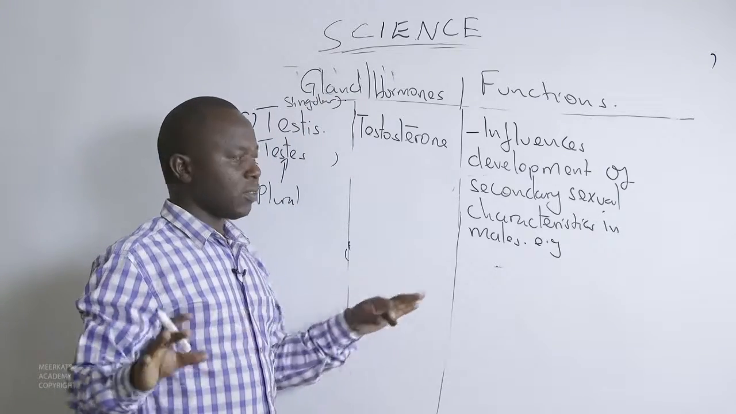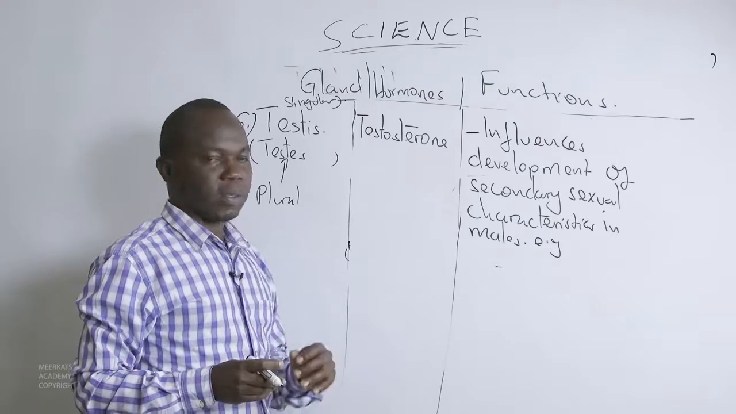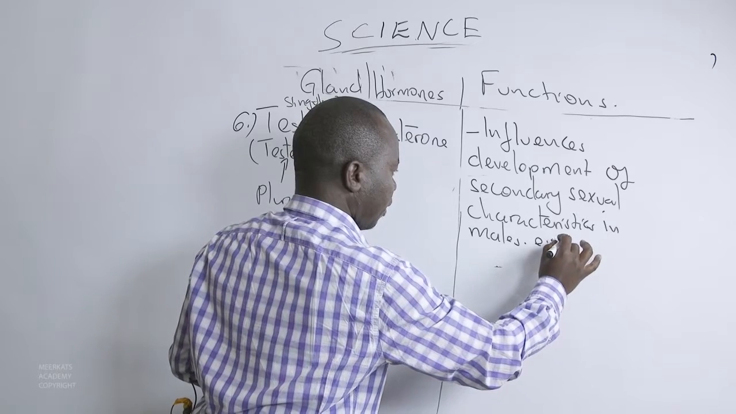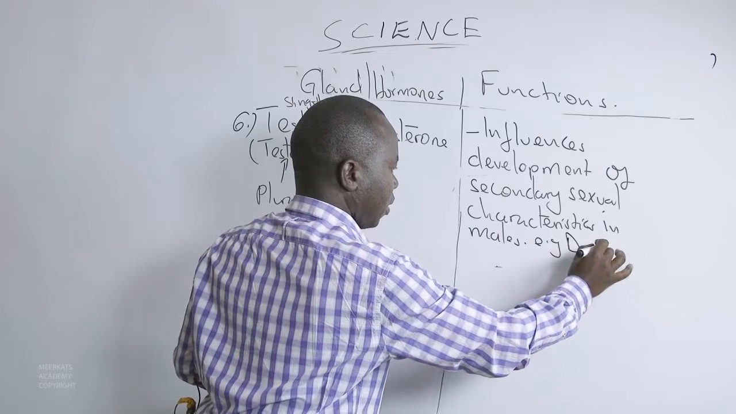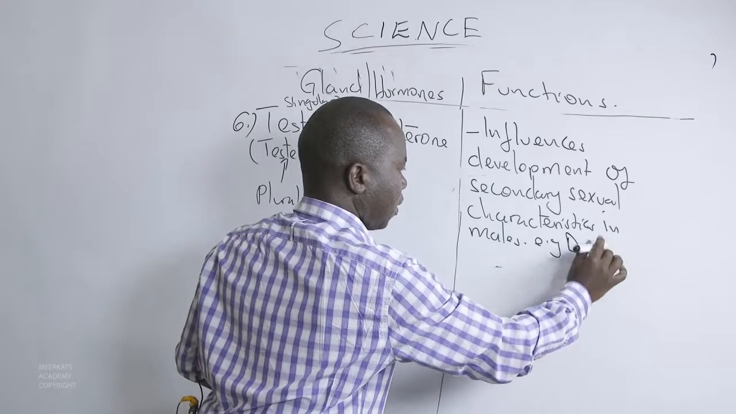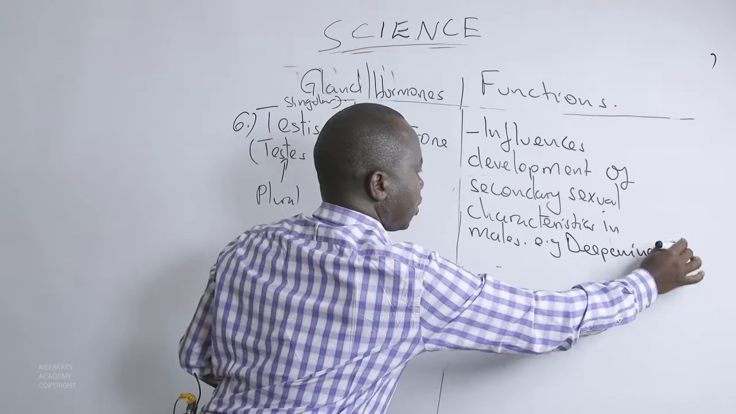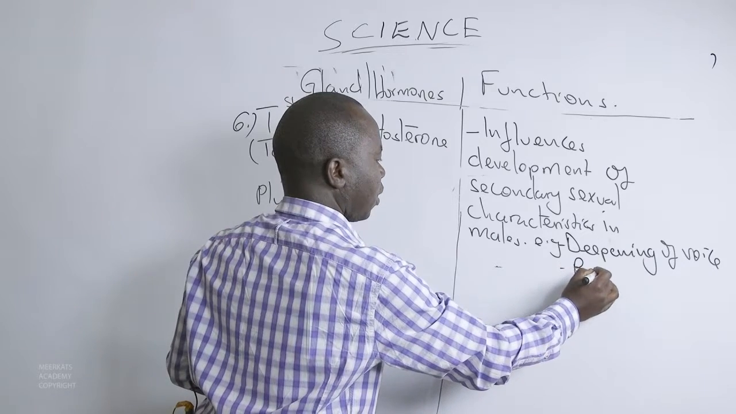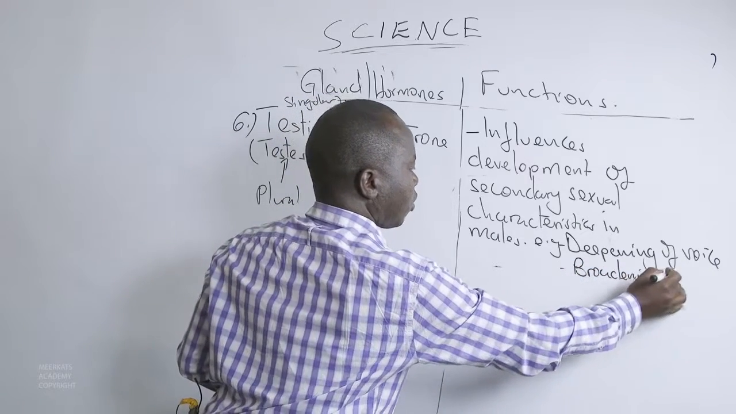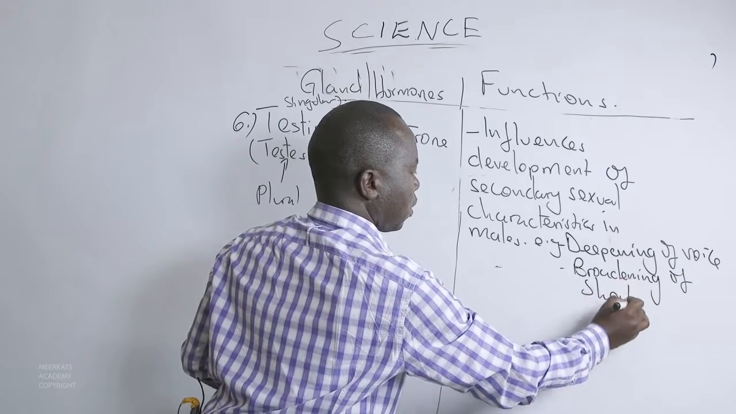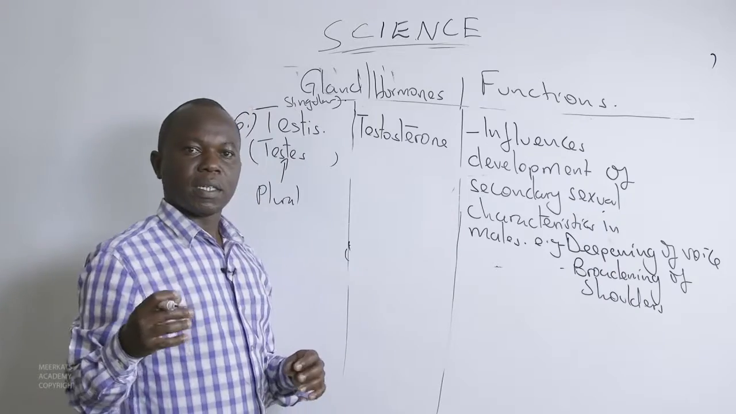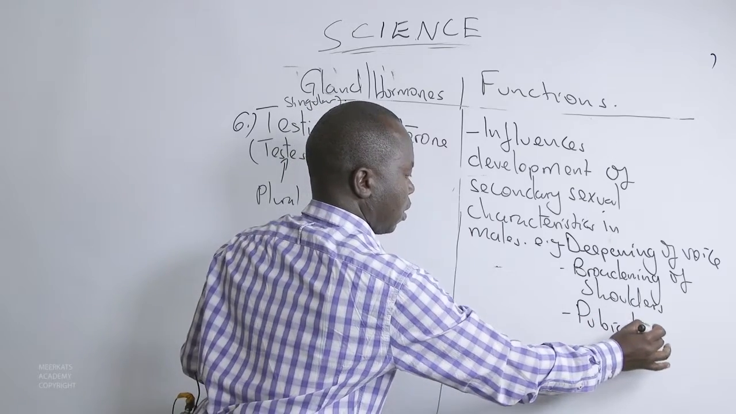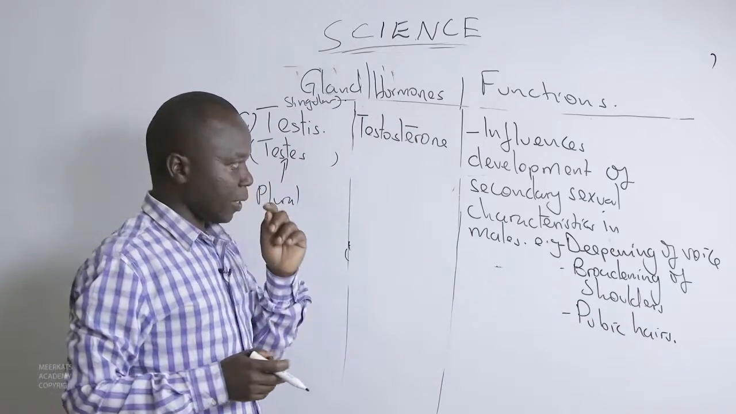When a boy is growing, there are some things that will happen or develop on the body at puberty, for example breaking of the voice, that is deepening of the voice, broadening of the shoulders, and several others like development of pubic hairs.